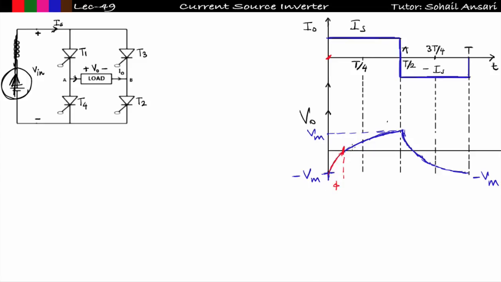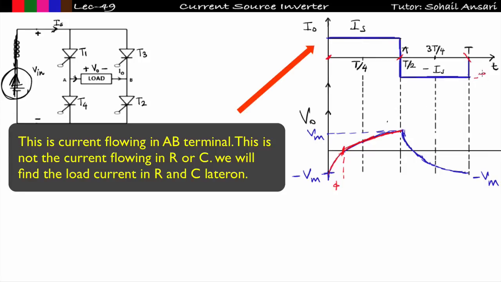Got it? So the output voltage waveform I will get will be exponential and it will follow the exponential behavior from 0 to pi, because from 0 to pi I am supplying the DC current IS. Now see, from pi to 2 pi what is going to happen? From pi to 2 pi the current polarity is getting reversed, and when current polarity is getting reversed, this output voltage will be reversed, means it will be decreasing exponentially.